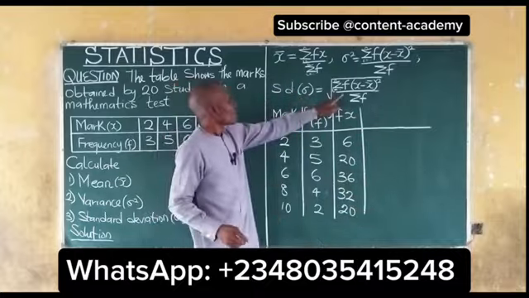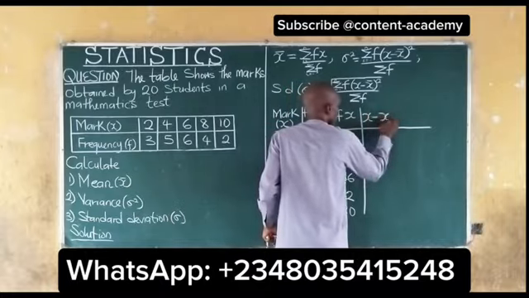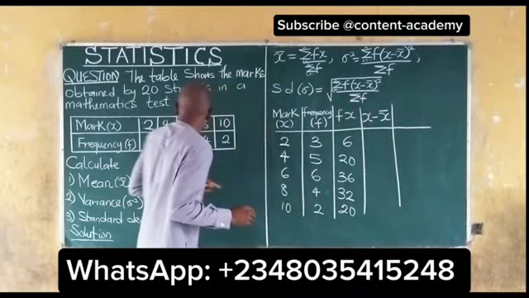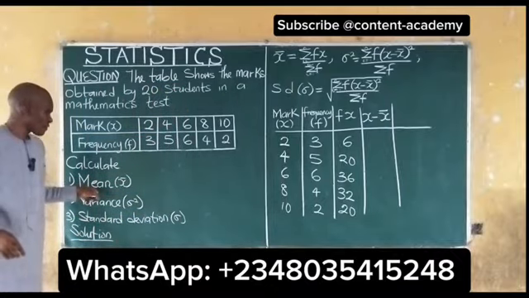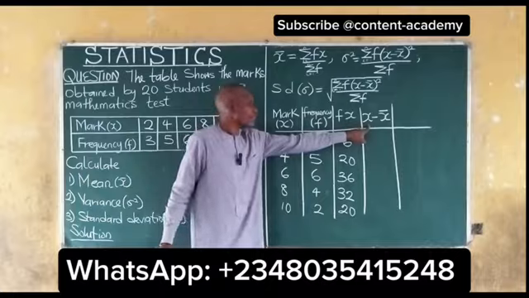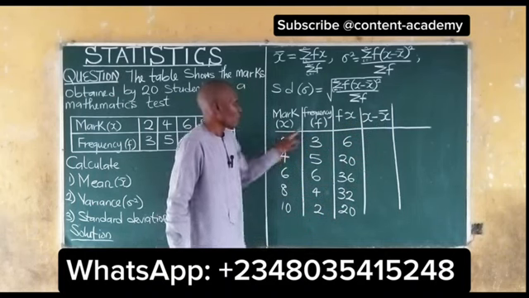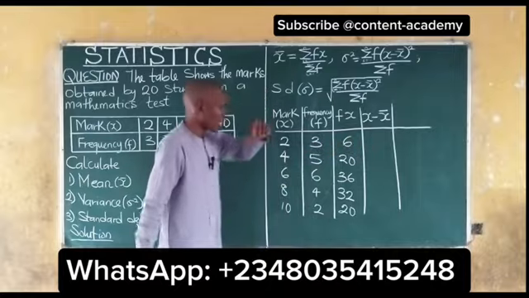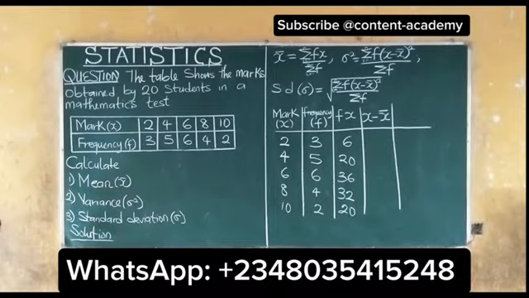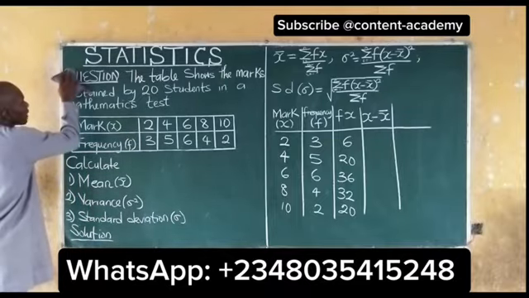We have to produce another table. We have to produce x minus x bar. But before we produce this table, we have to look for what x bar is. That means we have to calculate our mean first, because we use individual values of x to subtract the mean value. So what is our mean? We move over to this side to do that. We'll calculate our mean here. We already have this, so we can delete what we have here.